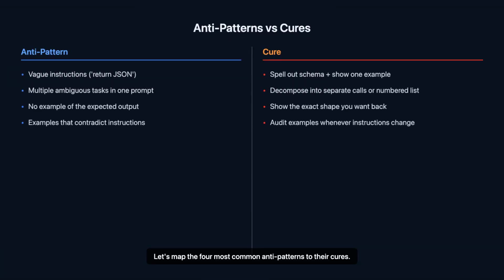Let's map the 4 most common anti-patterns to their cures. Vague instructions like return JSON, cured by spelling out the schema and showing one worked example. Multiple ambiguous tasks crammed into one prompt, like summarize this, translate it, classify the sentiment, and make it friendly, cured by decomposing into separate calls or at minimum a numbered, ordered task list. No example of the expected output, cured by showing the exact shape you want back, and examples that have drifted out of sync with instructions, cured by auditing examples whenever the instructions change. These 4 cover the bulk of production prompt bugs.